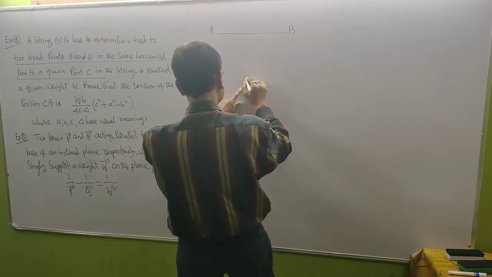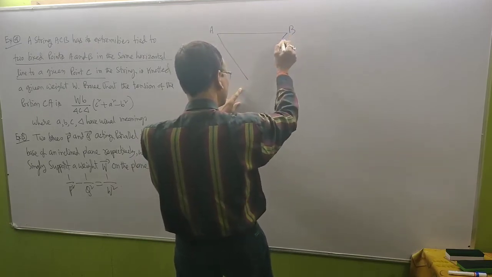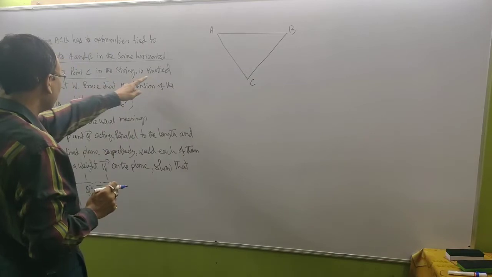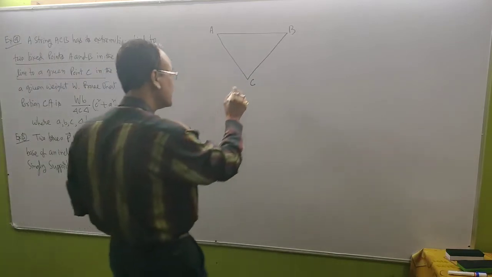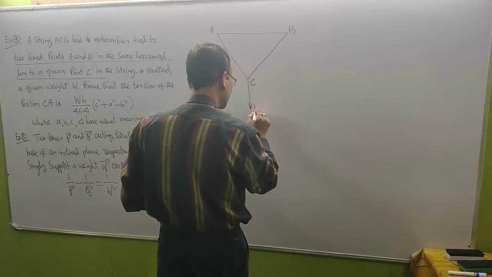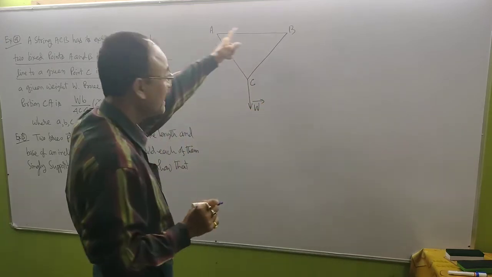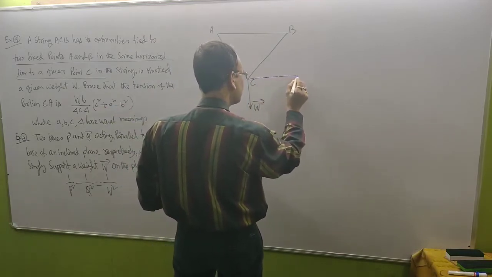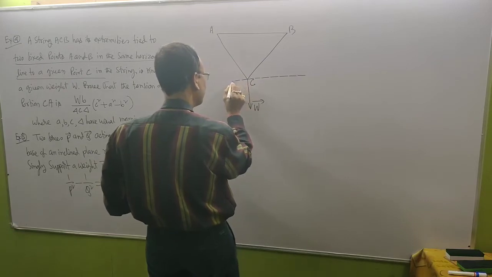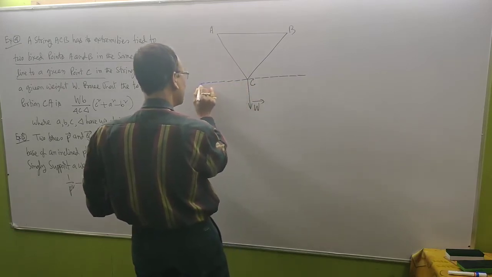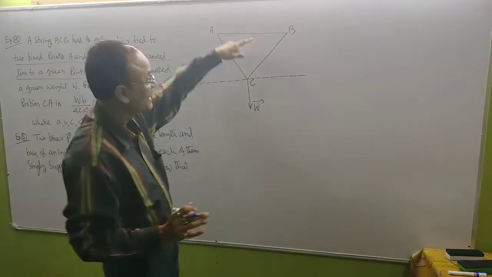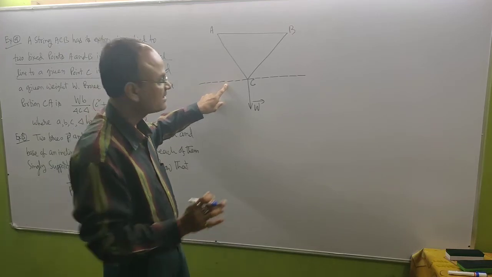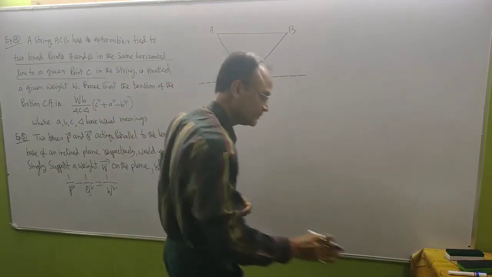AB are two points in the same horizontal line, and this point is C. A weight W is here. This is the weight W. AB is horizontal. We draw another horizontal line here. This line is also horizontal. You see, AB is horizontal and this line is horizontal. What does it mean? These two lines are parallel.